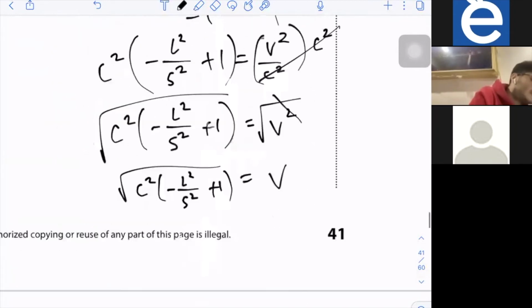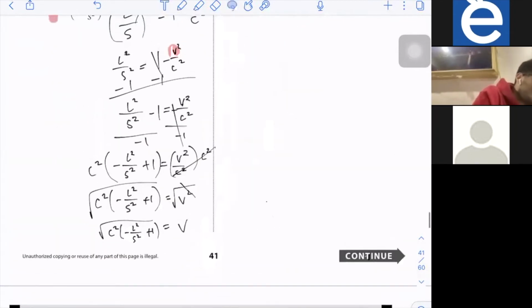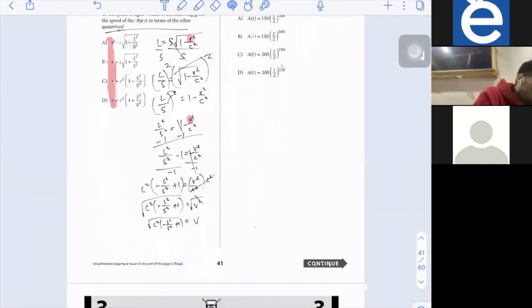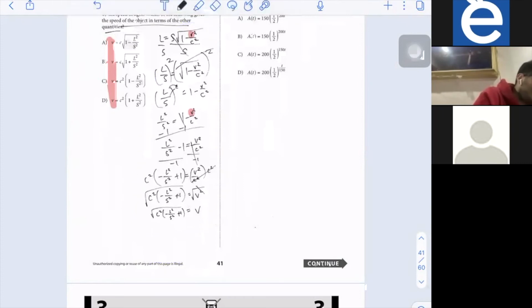So that basically means that they simplified it a little bit. Let me make this smaller. And this question is very long, I understand, but you just have to focus on what you're looking for, and then you'll be able to get the answer.